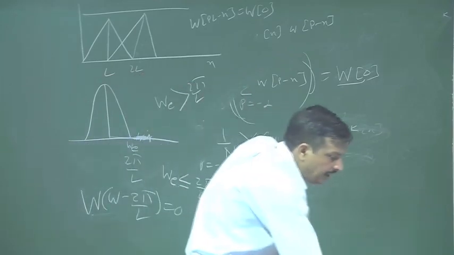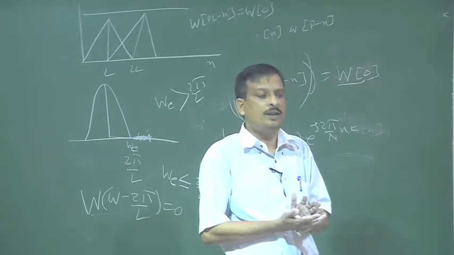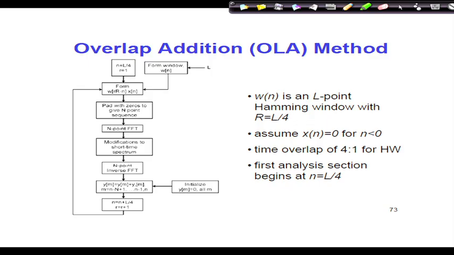So if I summarize the FBS method, the constraint defines that the length of the analysis window must be less than the number of analysis channels, and the OLA method defines a constant which says omega c, the bandwidth of the analysis window, must be less than 2 pi by n, 2 pi by n. Okay, this I will come to later on.